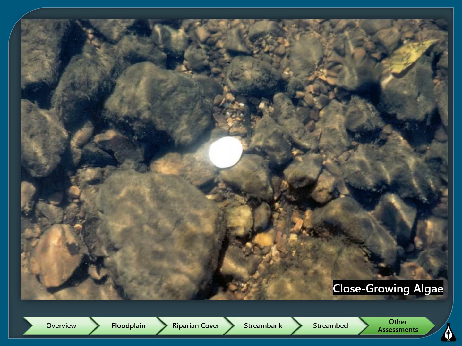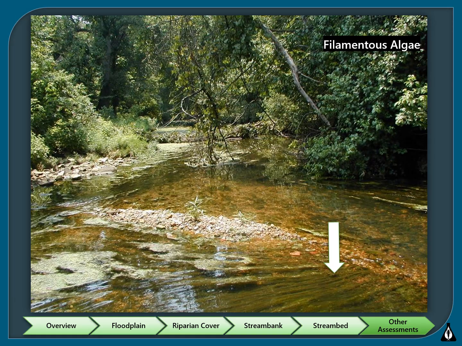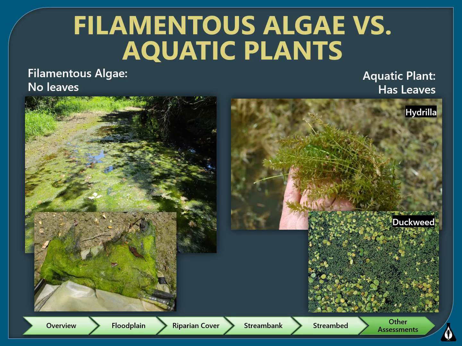This photo shows close-growing algae on the larger substrate. Close-growing algae can be described as the rocks wearing a sweater because it usually looks like a fuzzy, soft covering on the rocks. It may appear to be uniform in color, often greenish-brown. In this photo of the Big Piney River, we can see filamentous algae. This was just downstream of a wastewater treatment plant where nutrients are high.